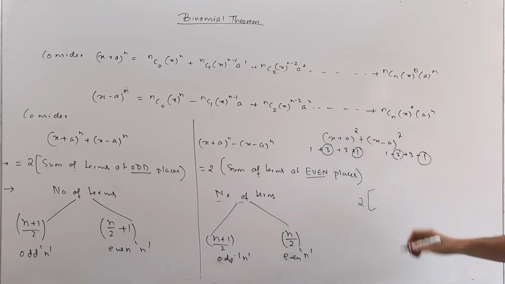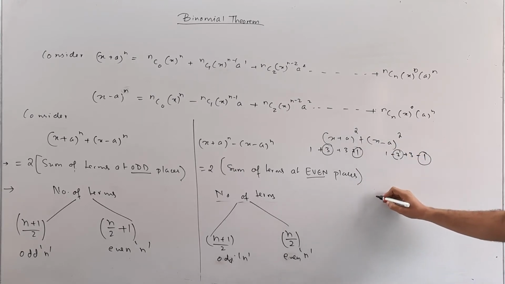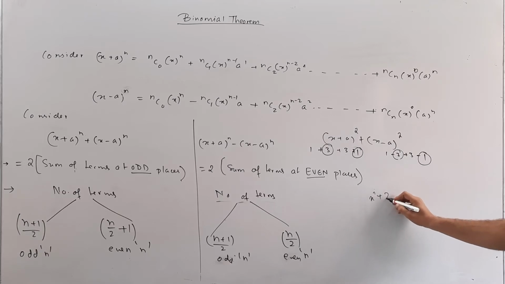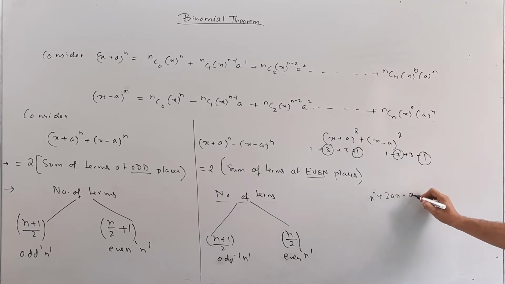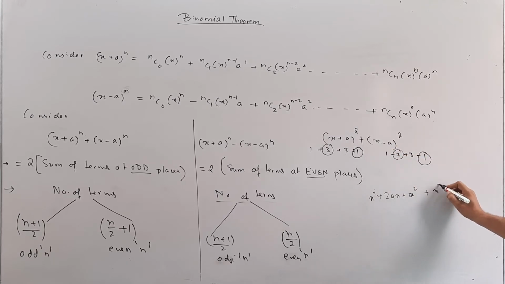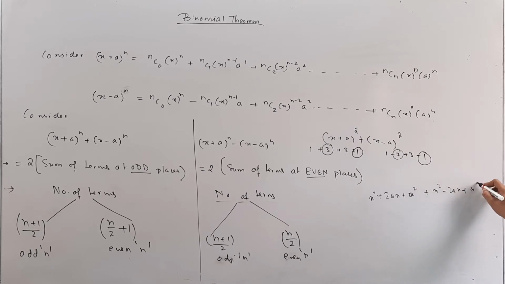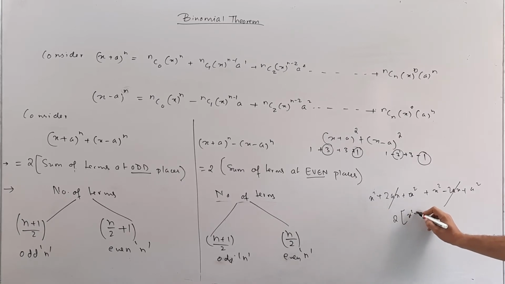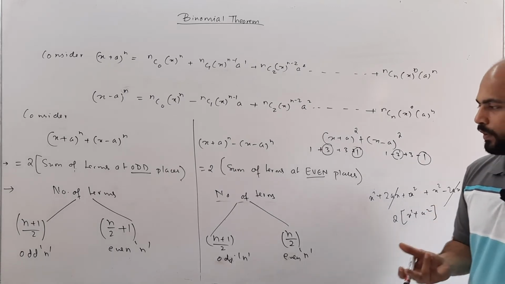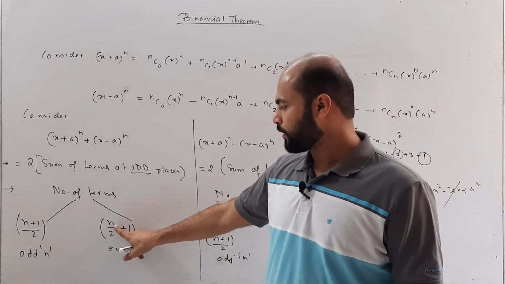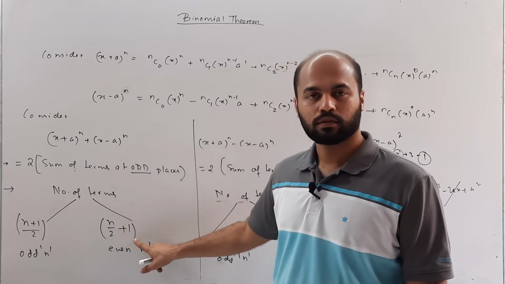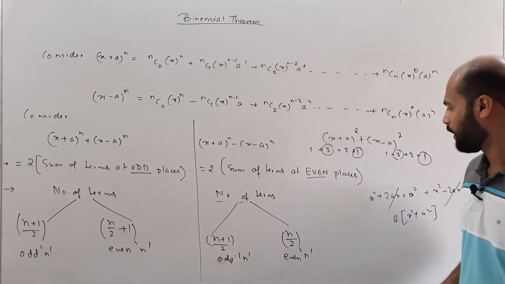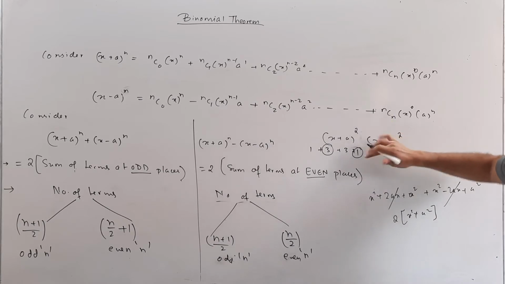and let's add them. So this is going to be, you can clearly see that it's going to be x square plus 2ax plus a square, and this is going to be x square minus 2ax plus a square. So the middle term goes, of course, when we add it, and what we get is 2 times x square plus a square. So here in this case what has happened is the number of terms is 2. Now let us put n as 2 over here. 2 by 2 is 1, 1 plus 1 is 2. So overall we are getting 2 terms, and when we subtract them, what will happen?